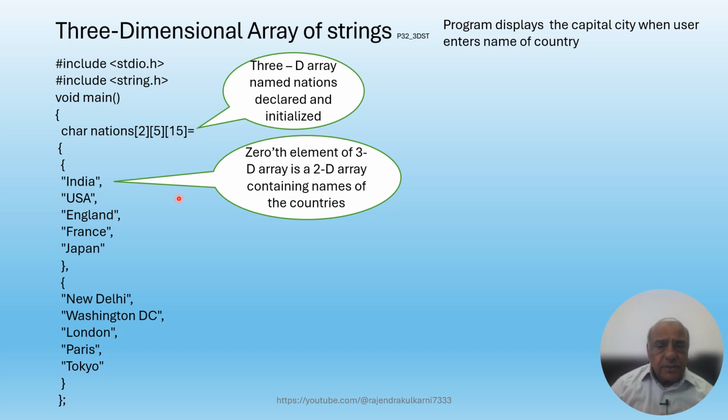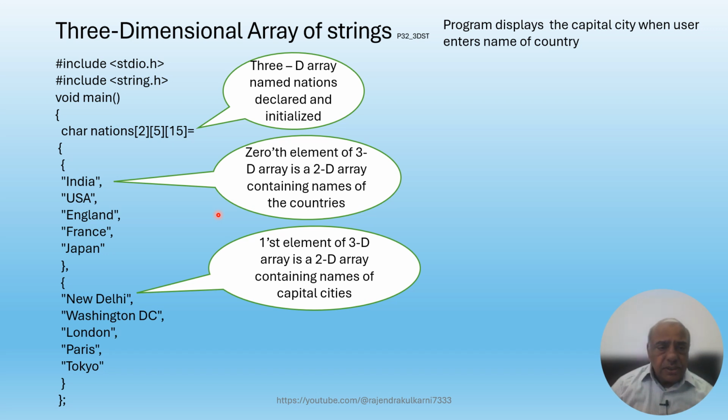The 0th element of this 3D array is a 2D array containing names of the countries, which I explained earlier. So we can see this is the 0th element of the array, and it has 5 countries which we have entered as strings: India, USA, and so on. Then the element number 1, or first element of this 3D array, is a 2D array containing names of the capital cities of these countries.